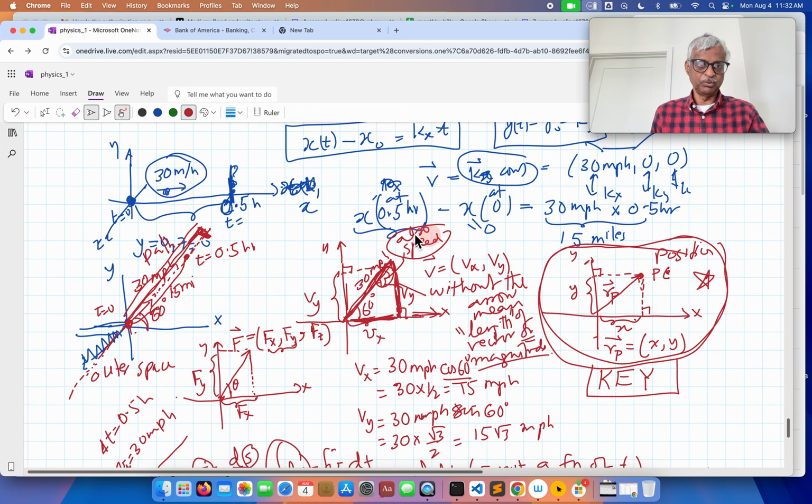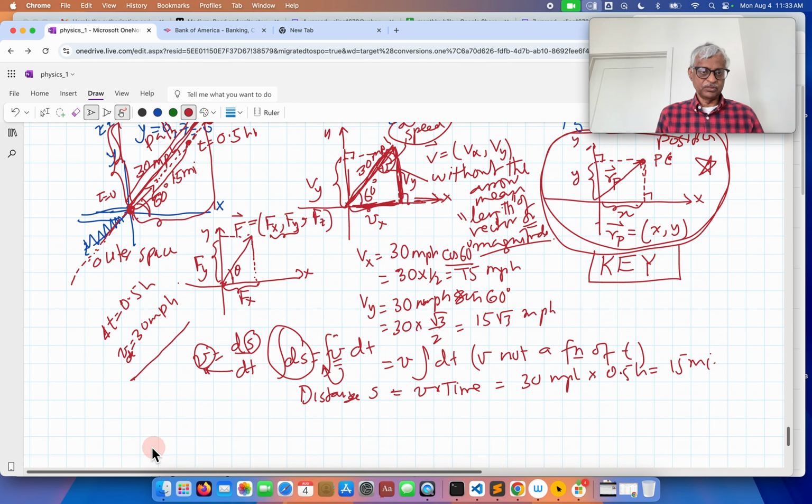Same as this example, but this is going not in the x direction but in this direction. So you want to know how far it goes in the x direction and how far it's going to go in the y direction. So how far in the x direction?